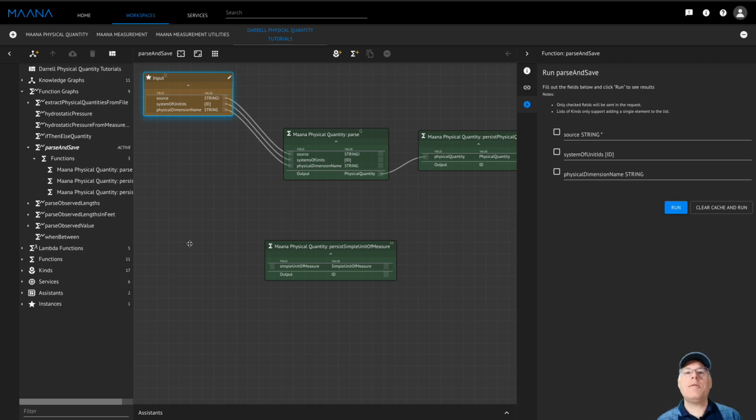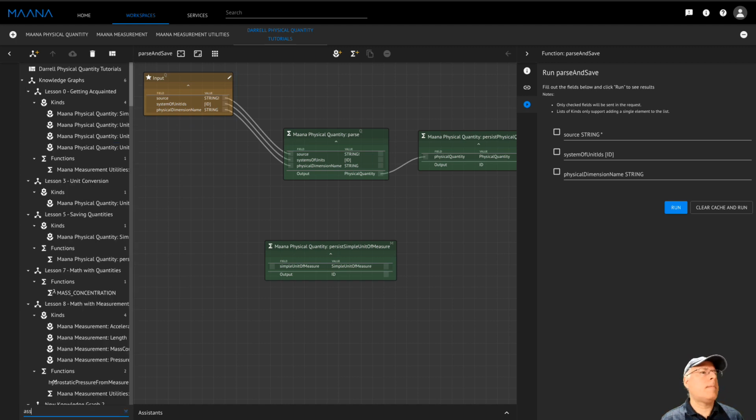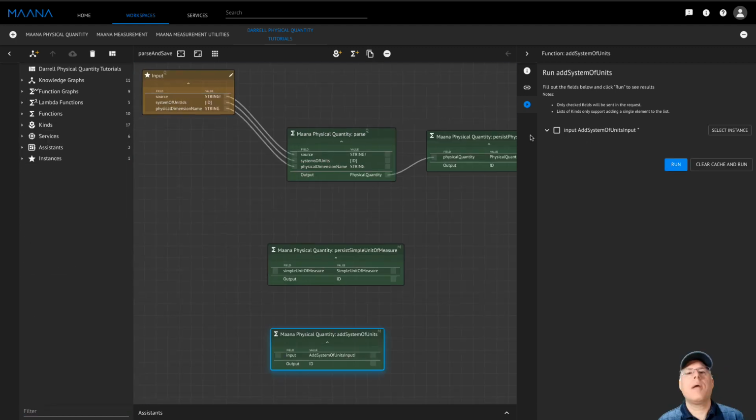So to create a new system of units, I'm going to use the built-in CRUD operator. The reason that I'm using the boilerplate CRUD operation here rather than a persister is that I've already saved the units of measure that I want to include in this system of units. So I don't need to traverse down through the entire system of unit structure. I can create the new system of units merely by referring to the units of measure that I've already created.